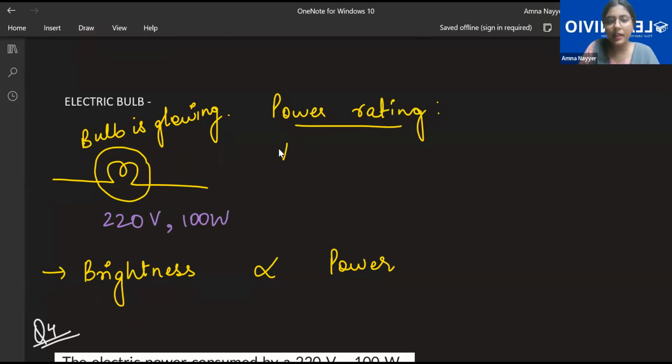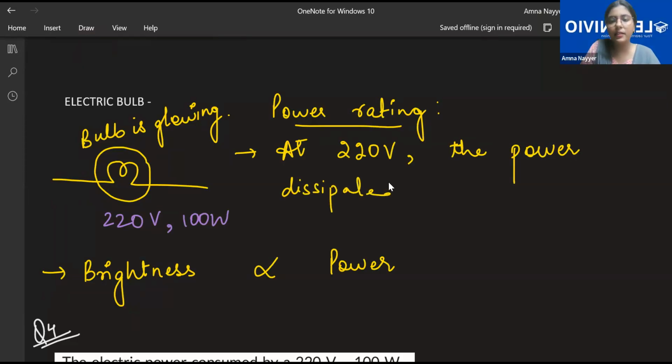See what is the meaning of this. This means that at 220 volt, the power dissipated is 100 watt. Okay. So 100 watt means in 1 second, 1 joule of energy is being produced. So at this voltage, this much of power will be given. This is what is meant by the rating.